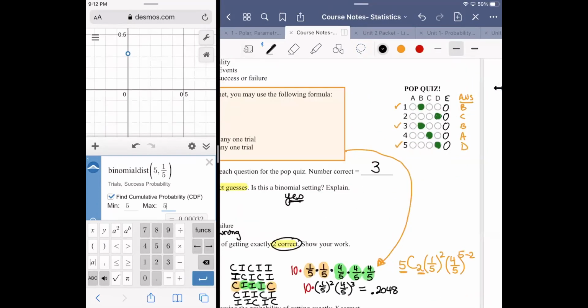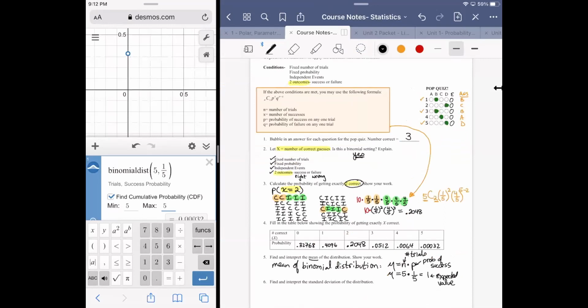There we go. On a 5-choice, 5-question, multiple choice test, my expected number of correct answers would be 1, which is kind of in line with what you would expect. If you're just going to guess on a test, you don't expect to get a whole heck of a lot of them right.